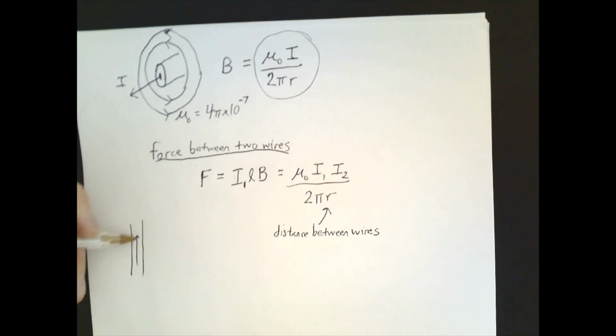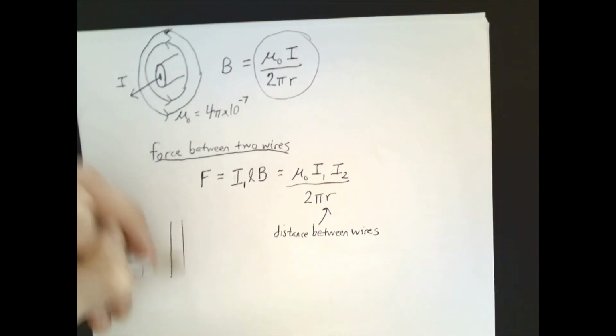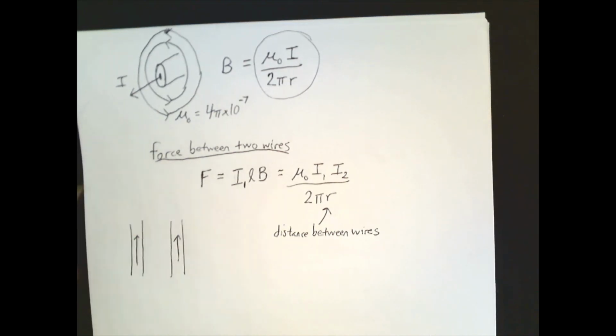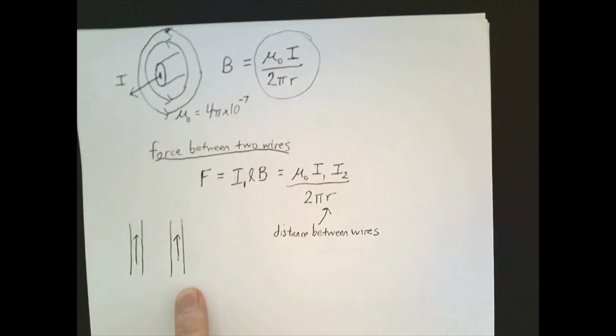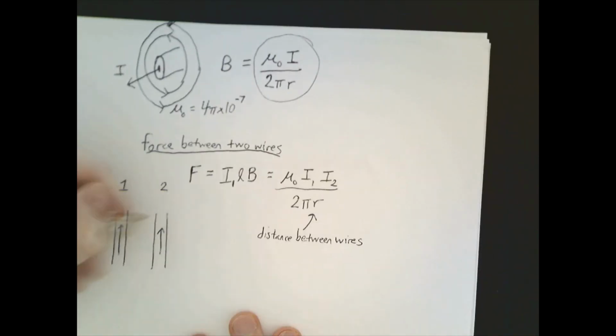Wires, just like north and south poles, can attract or repel. If they're going the same way, well, if we apply the right-hand rule, the B field from this first wire is going to loop around and over on wire 2. Let's label them 1 and 2. Over at wire 2, the field is going into the page at this point. So the B field that wire 2 experiences is in the page.